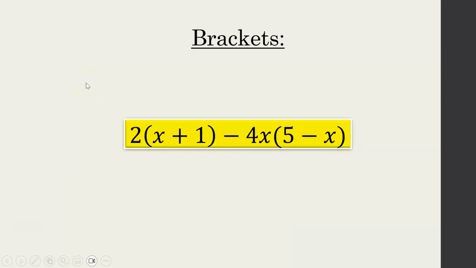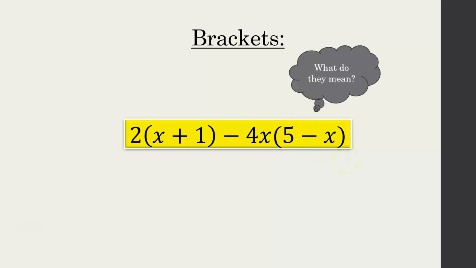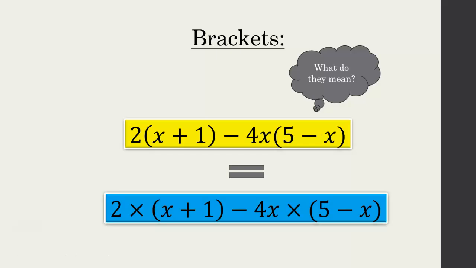Okay, brackets. Sometimes you'll see this: 2, then a big bracket, x plus 1, minus 4x, bracket, 5x minus x, bracket. What does all that mean? What is the point of putting a bracket? Well, what it actually means is 2 multiplied by everything in this bracket, and minus 4x times everything in this bracket. The brackets just mean multiply. So 2 and then a big bracket just means multiply. And fair enough, this looks awful, minus 4x, but you just multiply into this bracket.